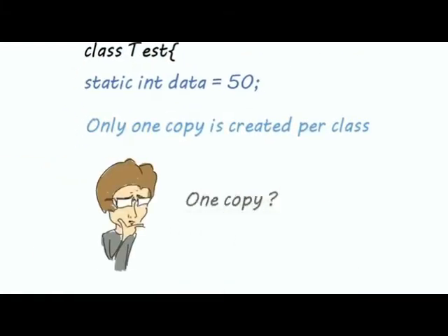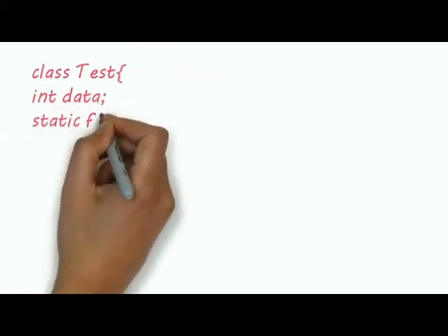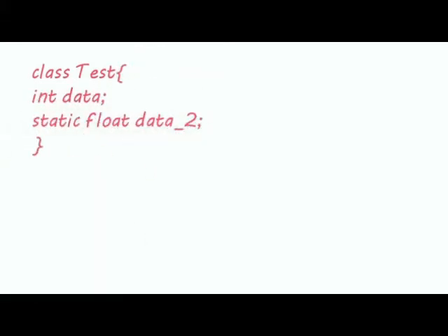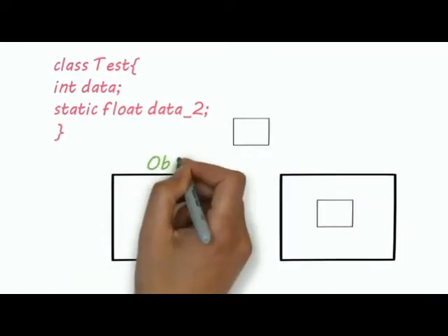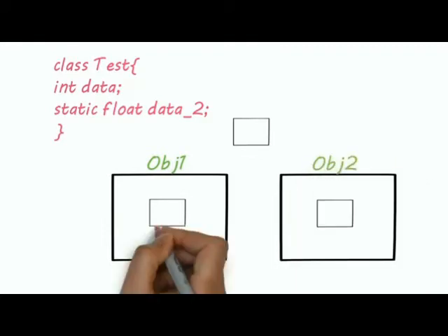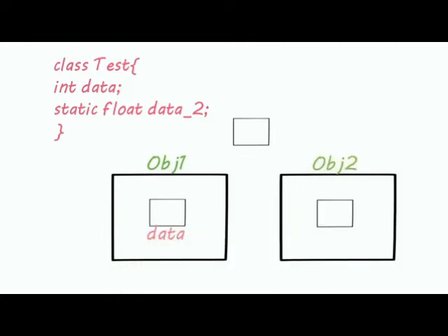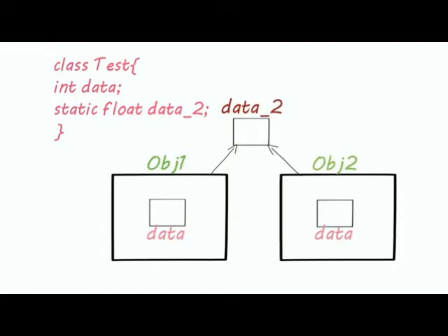What do you mean by only one copy? Suppose we created a class test with one instance and one static variable. Now if I created two objects of this class, obj1 and obj2, both objects will have data variable in them, but only one data2 variable is created which will be shared by all objects of this class. We will understand this concept better in static keyword video.